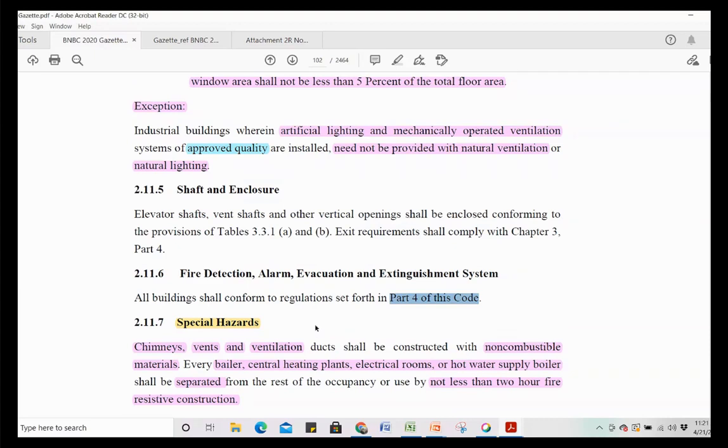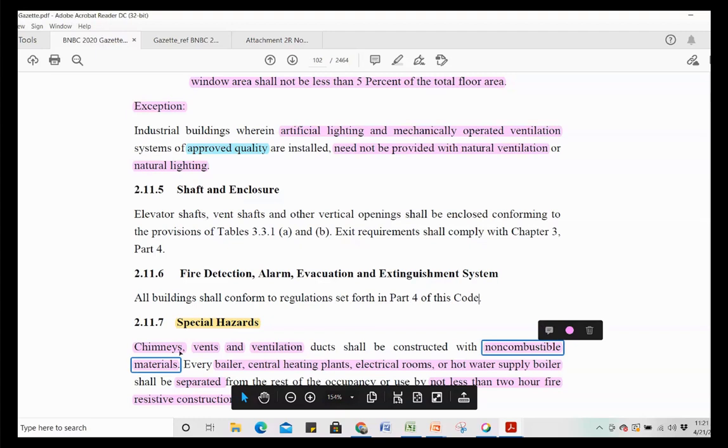So special hazard, it's about the chimneys, vents, and ventilation ducts shall be constructed with uncombustible materials. As we can all guess, an industrial environment may need chimneys, vents, and ventilation ducts. So they all must be made with uncombustible material.